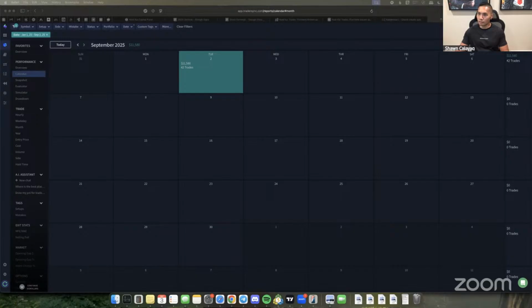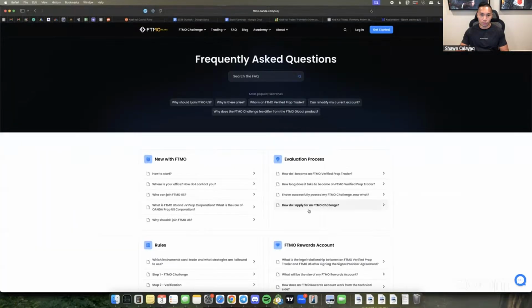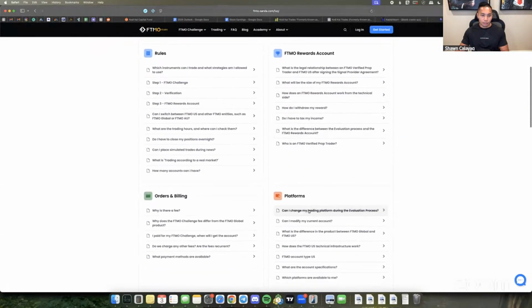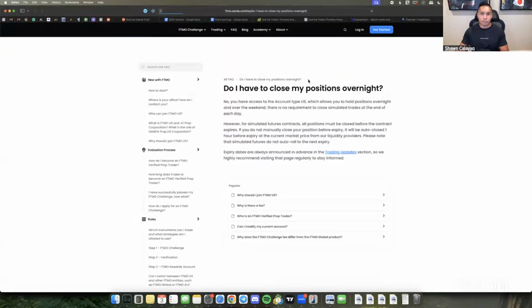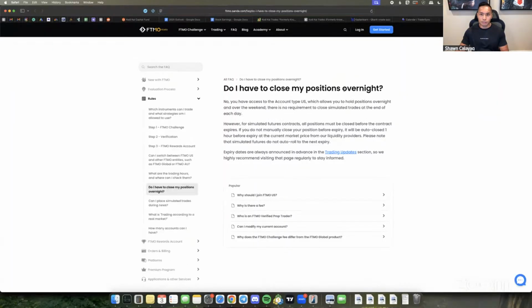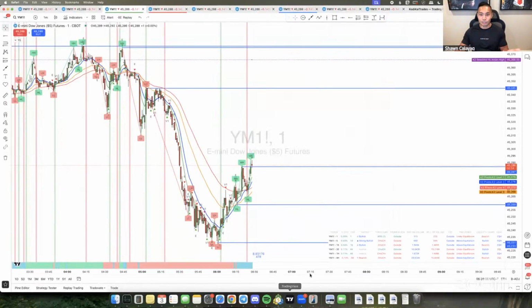I didn't realize that this stuff is different for FTMO, which is really cool. Right here, in their FAQs, I was looking at their FAQs yesterday. It says, "Do I have to close my positions overnight?" It says, "No, you have access to account type US, which allows you to hold positions overnight and over the weekend," which is pretty crazy because I can just hold on to these positions for as long as I want. So that's just something to keep in mind, guys, if it's something that you're interested in, of course.